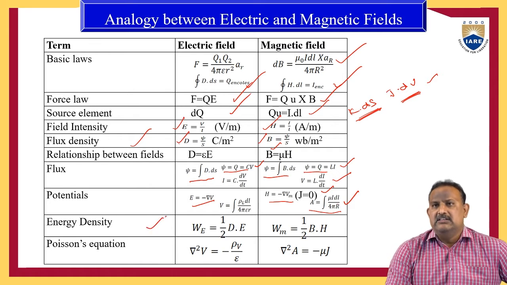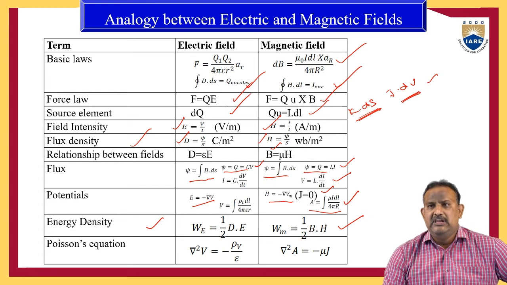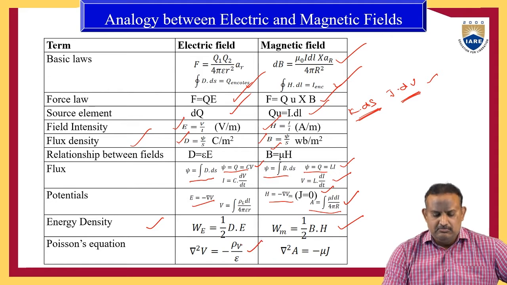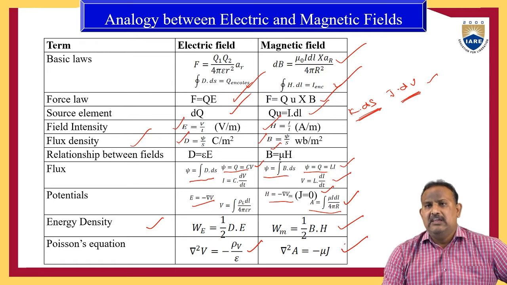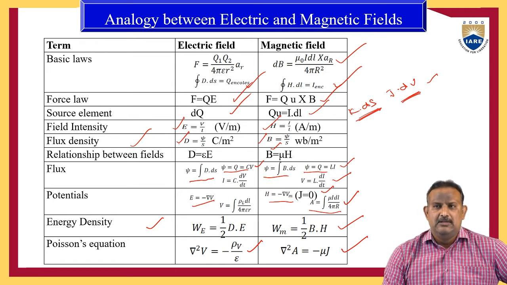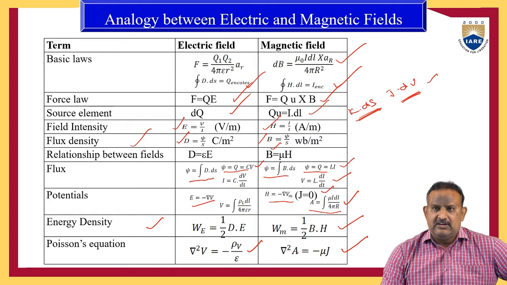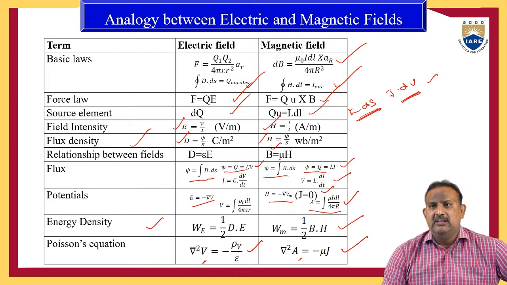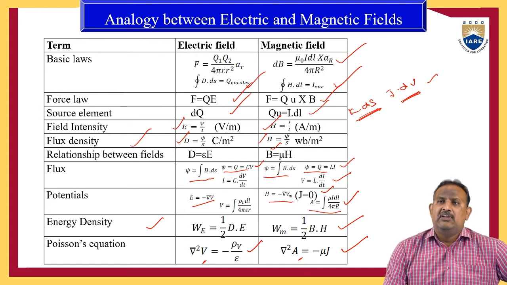Next, coming to the energy density. The electric field energy density W is equal to half into D into E, whereas the magnetic energy density is half into B into H. Similarly, the Poisson equation in an electric field is del square V equal to minus rho V by epsilon, whereas in the magnetic field del square A is equal to minus mu into J, where J is the current density and A is the magnetic vector potential. These are the different comparisons, or analogy, between electric field and magnetic field.